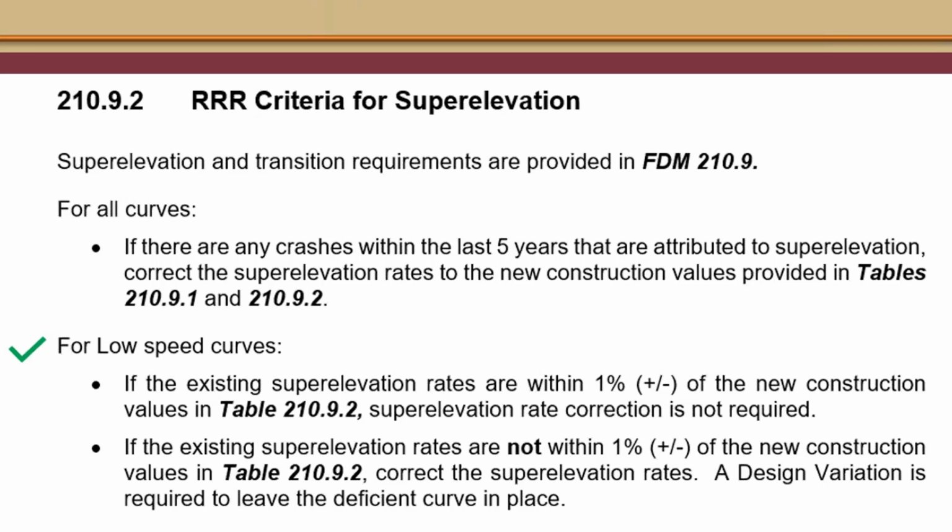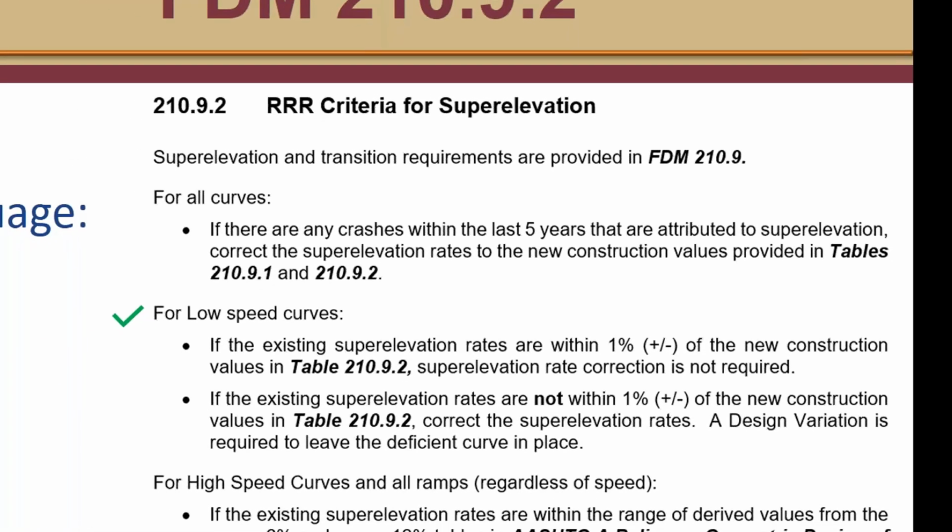Next, you see that we've added language for how to address low-speed curves. Remember, we were previously silent on this, so this language is brand new. The way we came up with this was by consulting each district roadway design office, and the consensus was that for curves on low-speed roads, so 45 miles per hour design speed or less, if the existing superelevation rate is within plus or minus 1% of the new construction values, then you don't have to correct the superelevation. If the existing superelevation rates are beyond that threshold, then you need to either correct the superelevation or else process a design variation to leave the deficient curve in place.